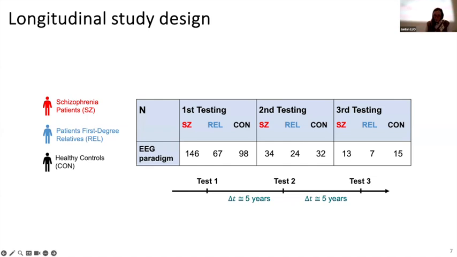Here you have the current sample sizes. And so the original goal of this study was just to demonstrate the stability of the marker. But what I want to show you today is some unexpected results that we found while looking at individual level data.